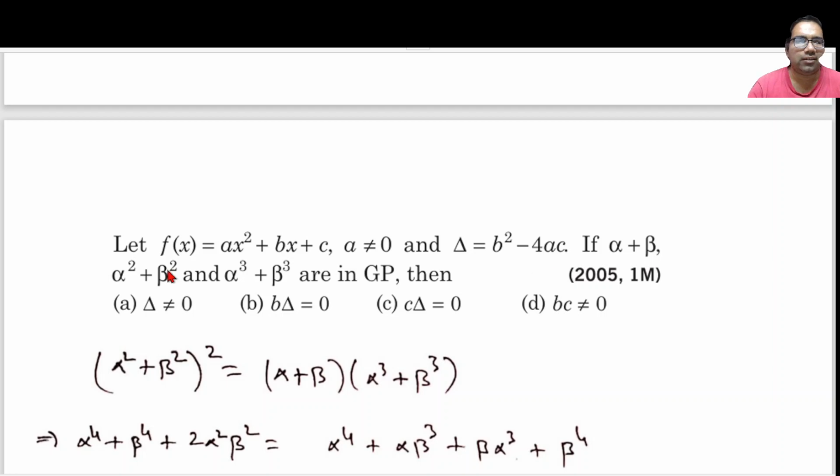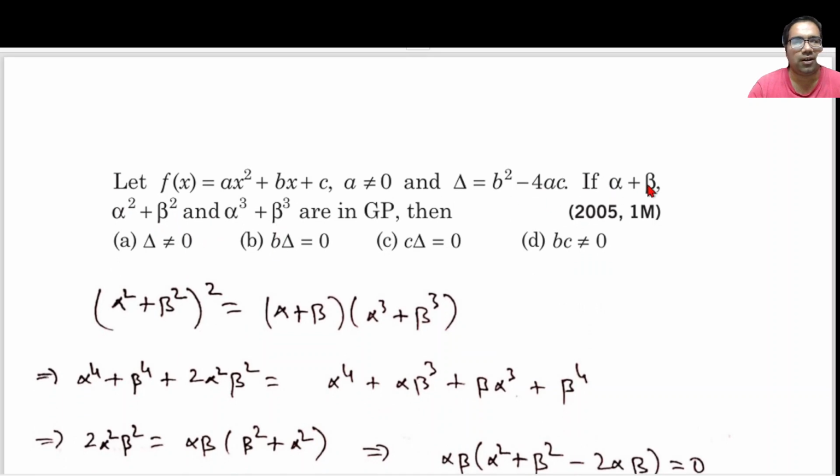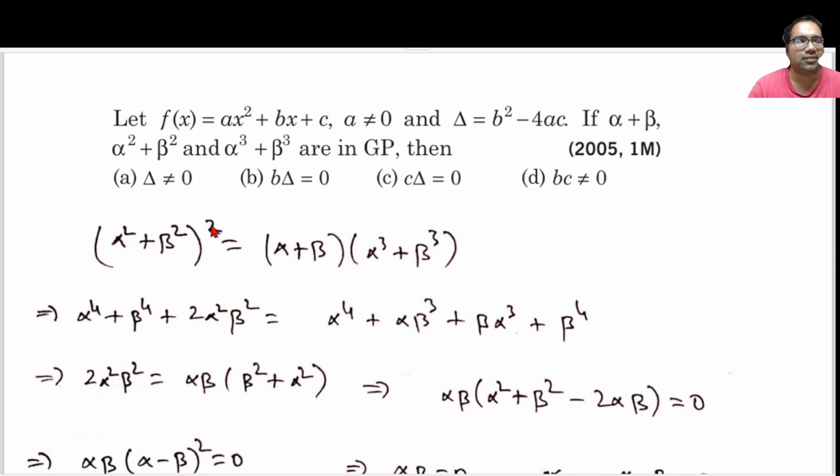If three terms are in geometric progression, what does that mean? The square of the middle one is equal to the product of the first one and third one. So alpha square plus beta square whole square should be equal to alpha plus beta into alpha cube plus beta cube. If you expand this, it is in the form of a plus b whole square: alpha power 4 plus beta power 4 plus 2 alpha square beta square equals alpha into alpha cube, alpha power 4, plus alpha beta cube plus beta alpha cube plus beta power 4.